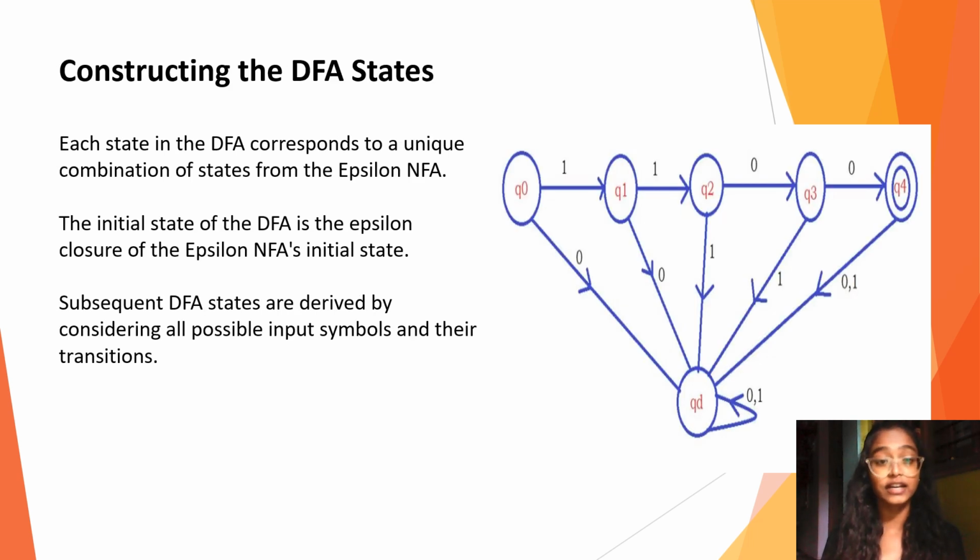Next, let us see constructing the DFA states. Each state in the DFA corresponds to a unique combination of the states from the epsilon NFA. The initial state of the DFA is the epsilon closure of the epsilon NFA's initial state. Subsequent DFA states are derived by considering all the possible input symbols and their transitions.